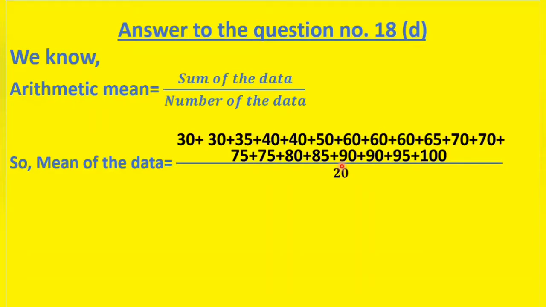So if you do the sum of these data, your result will be 1300, that is 1300 divided by 20. So next, if you divide 1300 by 20, the result will be how much, students? Yes, very good. It will be 65. So this was all about problem number 18.